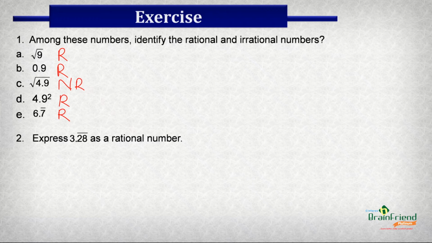Question 2 says express 3.28 bar as a rational number. The answer to this question is 325 over 99. If these were your answers, you are correct.